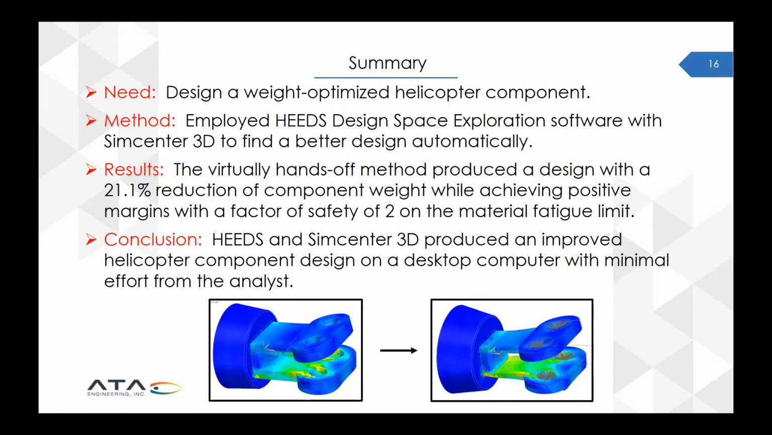So in summary, what we were looking for was a weight-optimized helicopter component, and we employed HEEDS design space exploration software with Simcenter 3D to find a better design automatically. Our results in this small study was a hands-off method, pretty much, that produced a design with a 21.1% reduction in component weight while achieving positive margins with a factor of safety of 2 on the material fatigue limit.